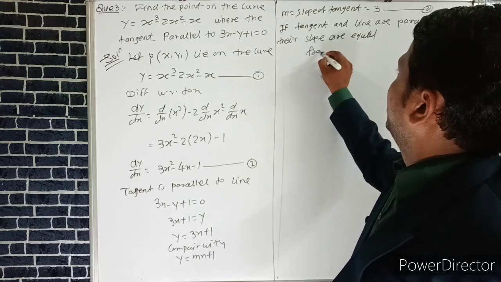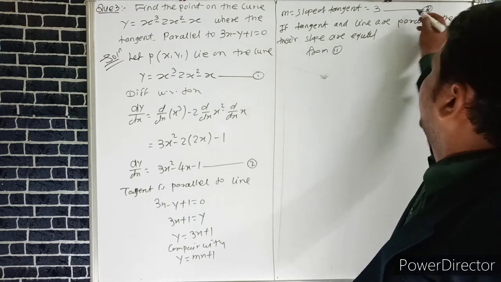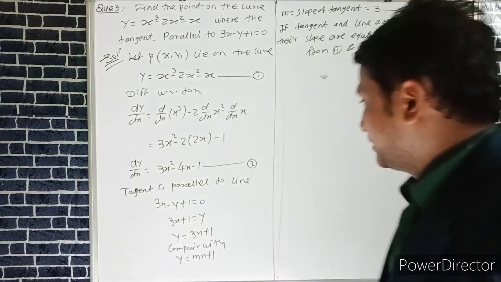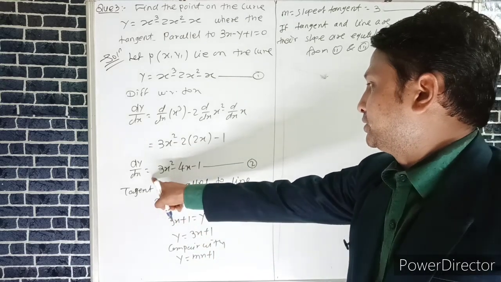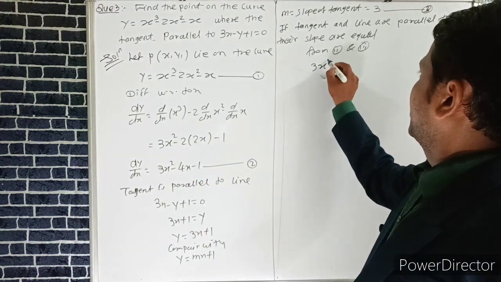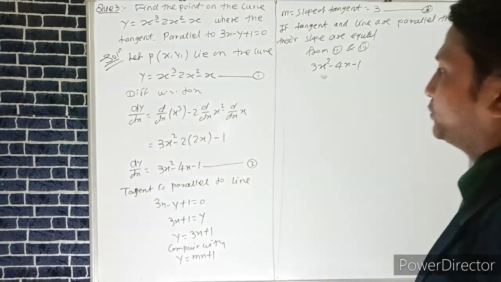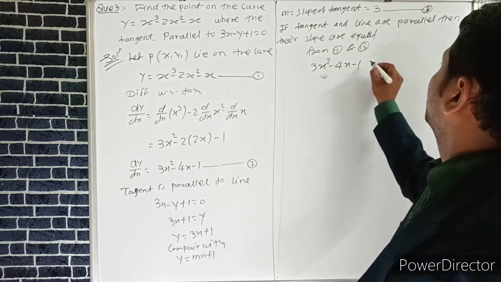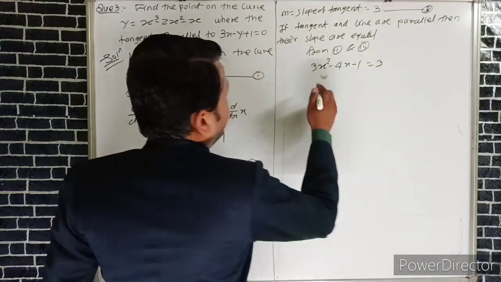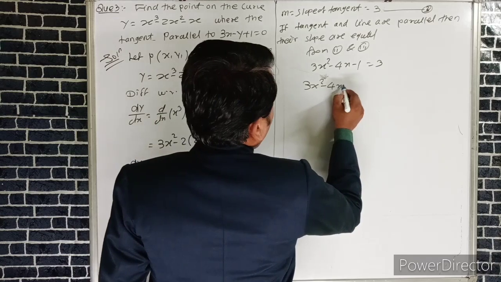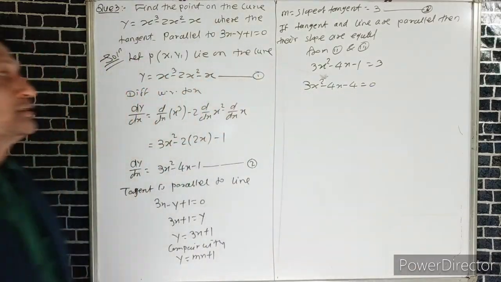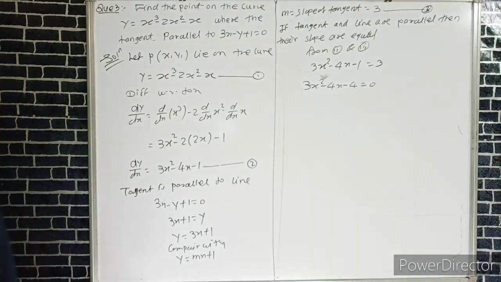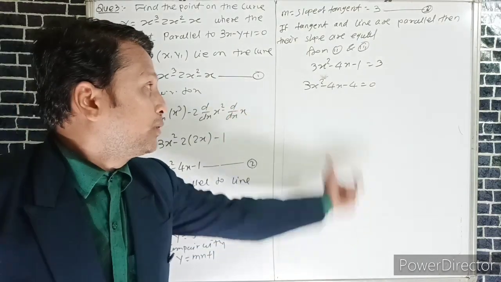Hence from 1 and 2 we can say that 3x square minus 4x minus 1 is the slope of this line, and the slope of the parallel line, which is m, is equal to 3. If we shift this 3 to the right side, we can write 3x square minus 4x minus 4 is equal to 0. Minus 3 minus 1, we can write minus 4. Hence 3x square minus 4x minus 1 is equal to 0, which is in quadratic form.